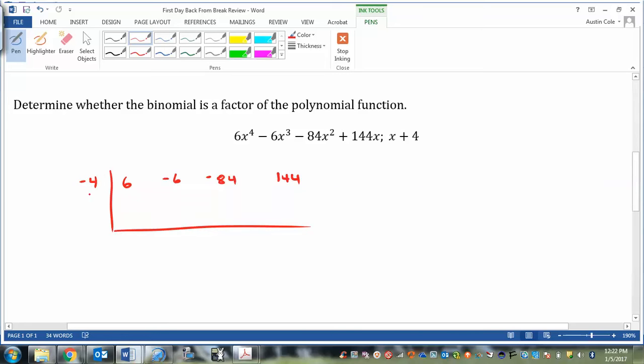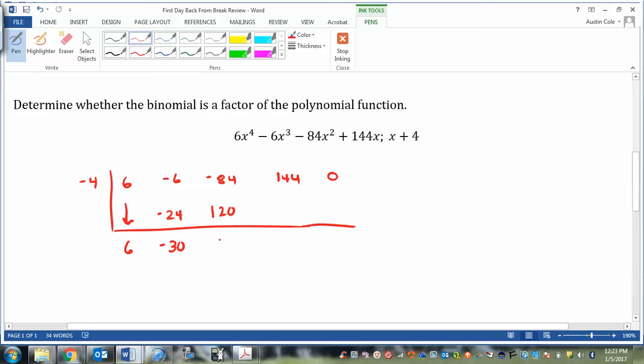So again, we need to flip our sign, make it negative 4. We need to make sure we have a 0 at the end because we do not have a constant term. So when I synthetically divide, I'm going to bring down my 6, multiply to get negative 24, add to get negative 30. If I make a small mistake, let me know. Negative times a negative is a positive 120.